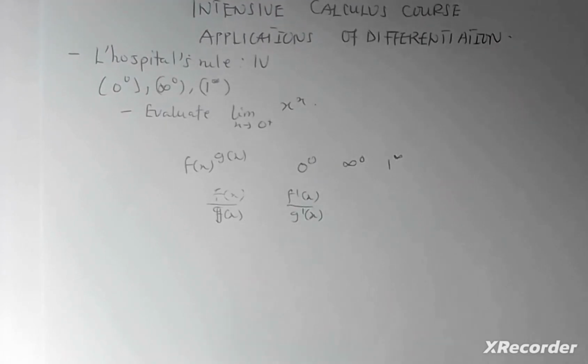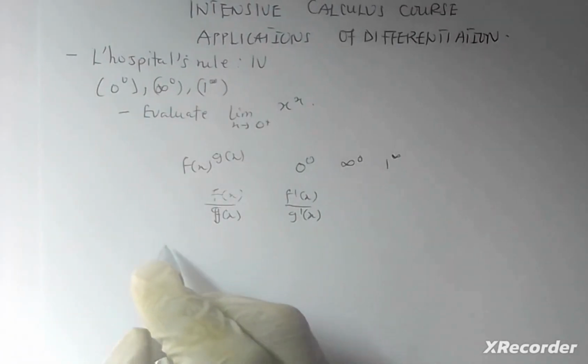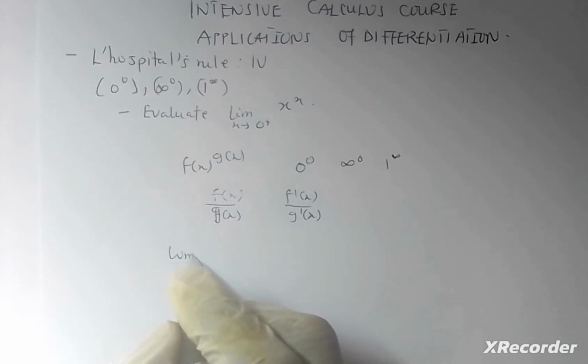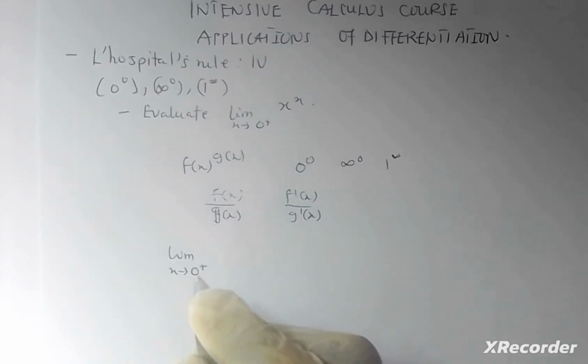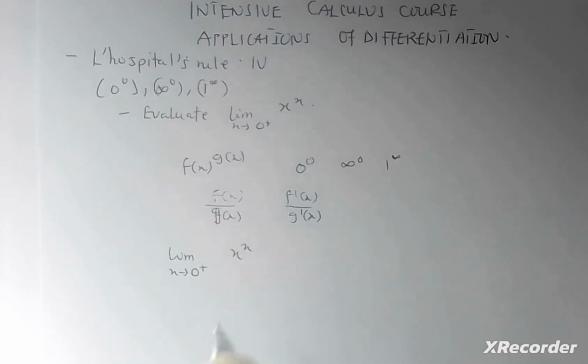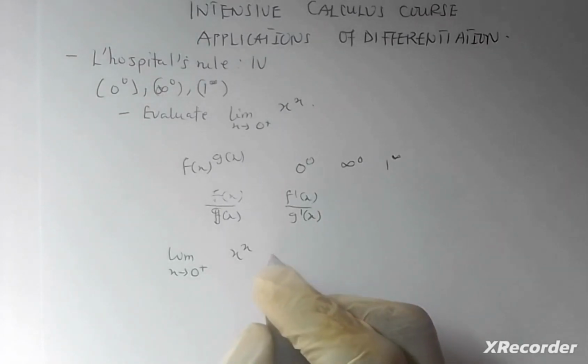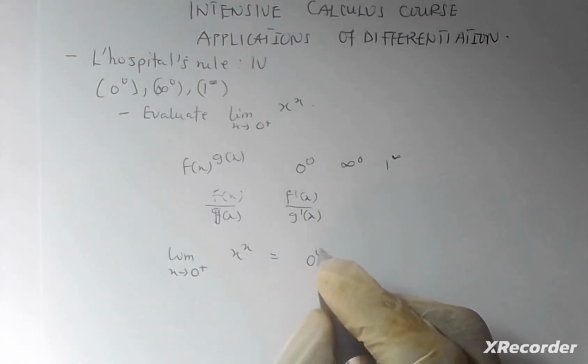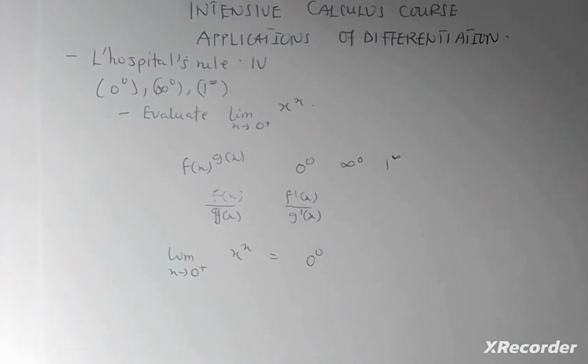So let's go into what you have for this class. So L'Hopital's rule 4, I'm going to take an example so that we use it to solve and see how this concept works. So evaluate the limit as x approaches 0 from the positive side of x to the power x. I have this function x to the power x and I'm to find the limit as it approaches 0. Basically, this is going to give me 0 to the power 0, which is an indeterminate form, where I have to apply L'Hopital's rule 4 to aid in simplification.